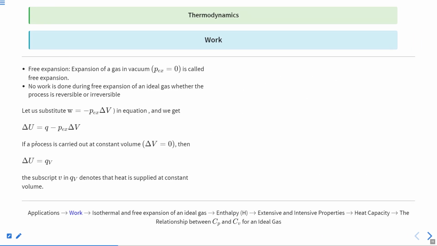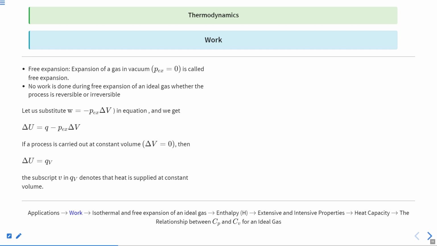Now suppose you put this formula back, or you just equate it back to the equation that we have for the first law of thermodynamics, which is delta u is equal to q plus w. So you put the work done for irreversible. If you put that formula here, it will be delta u is equal to q minus p external delta v. Clear?